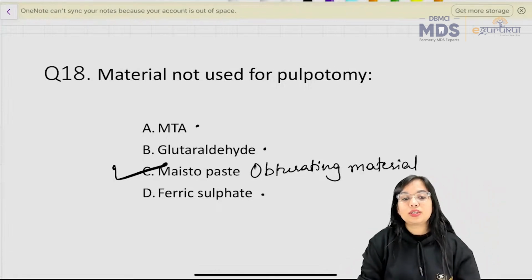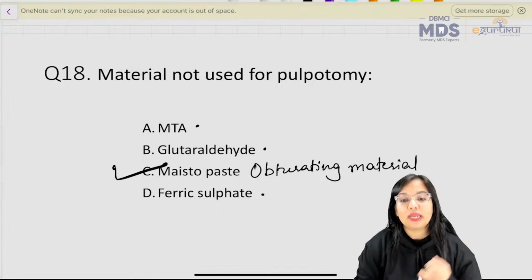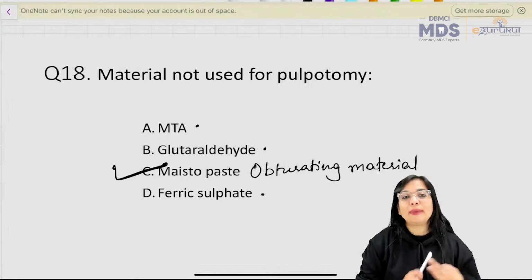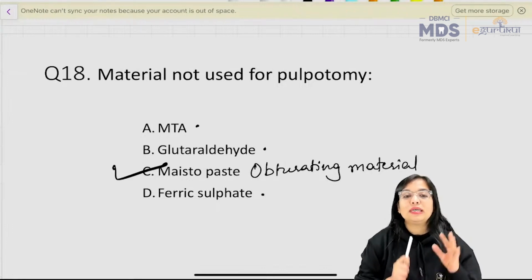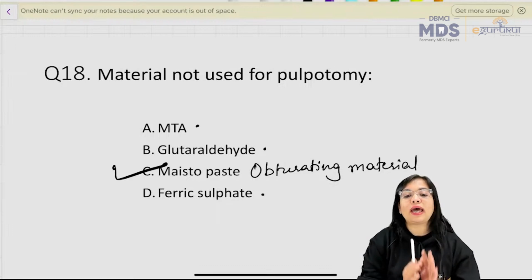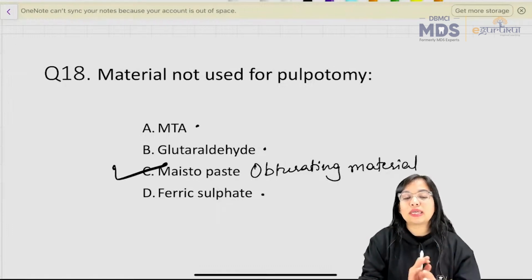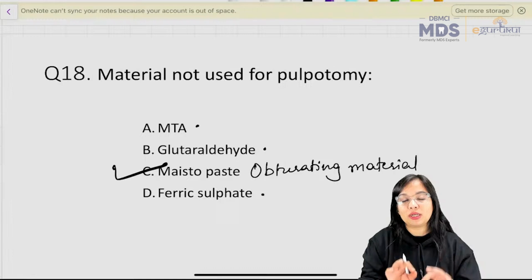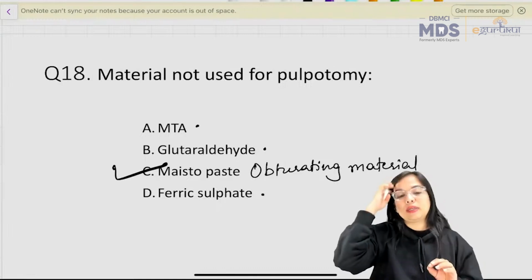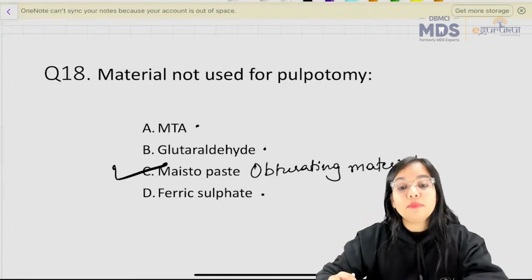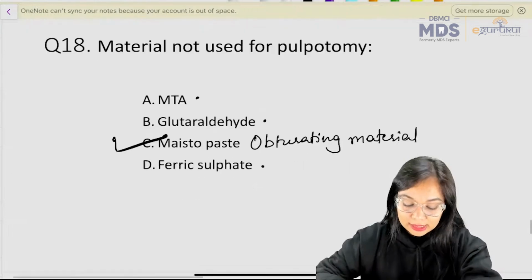Okay, it consists of parachlorophenol, camphor, menthol, iodoform, zinc oxide, thymol, and lanolin. So these are the components of Maisto paste, and it is an excellent obturating material used in pulpectomy procedures, but not in pulpotomy. Is it clear?